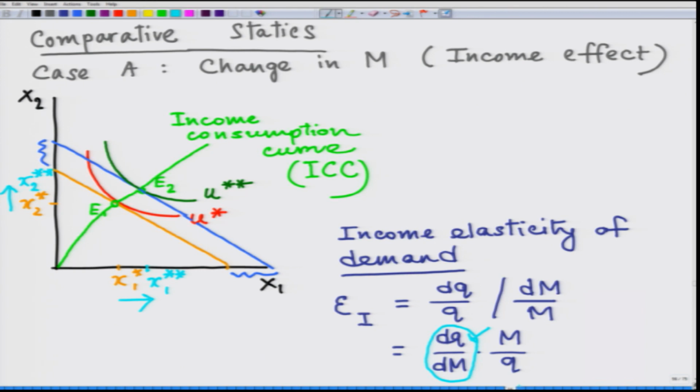We are going to now explore some cases. First, we are going to distinguish between two types of commodities with respect to their income elasticity of demand value. If epsilon I takes positive value, that means that with respect to change in income we experience increase in demand for the commodity. In that case we call that good to be a normal good.